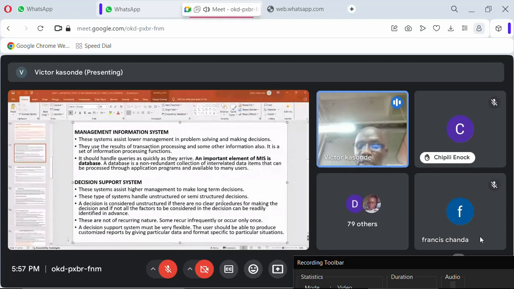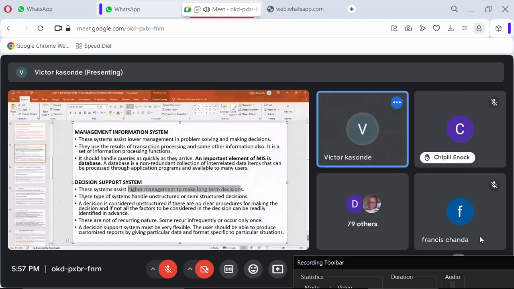Okay. Let us look at what we call the decision support system. This system assists, guys, take note of this. That's why when starting, you should follow, while others do other things. The decision support system assists higher management to make long-term decisions, like 5 years, 10 years. This type of system handles unstructured or semi-structured decisions.